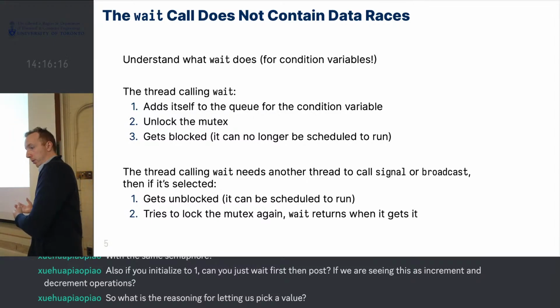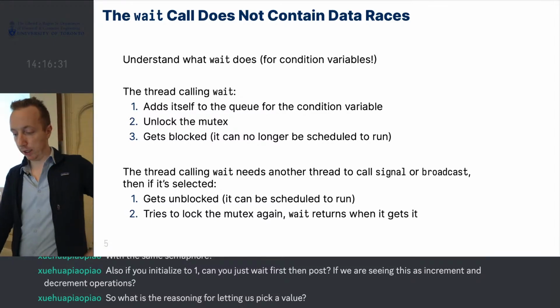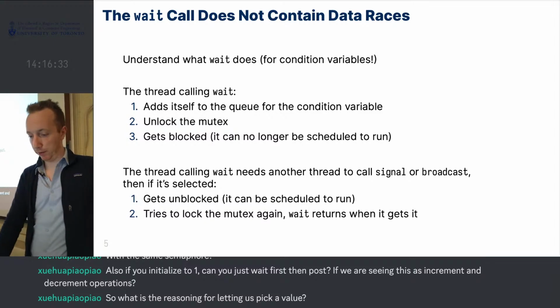So before you call wait, you will have the lock. As part of the implementation of wait, it will give up the lock and put itself to sleep, and then whenever it wakes back up again, before it returns, it will try and acquire the lock. So before and after, you have the lock, so you're guaranteed you have mutual exclusion.